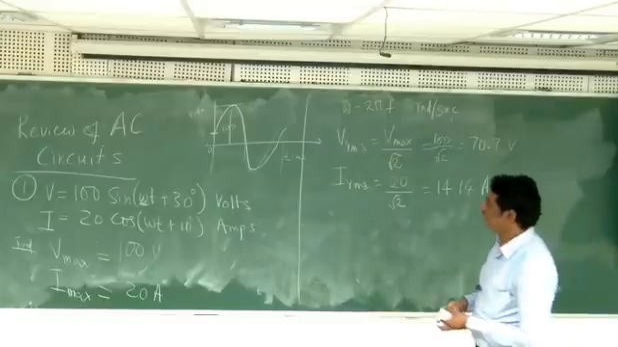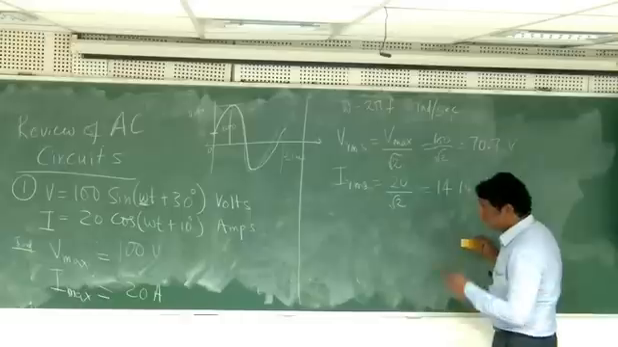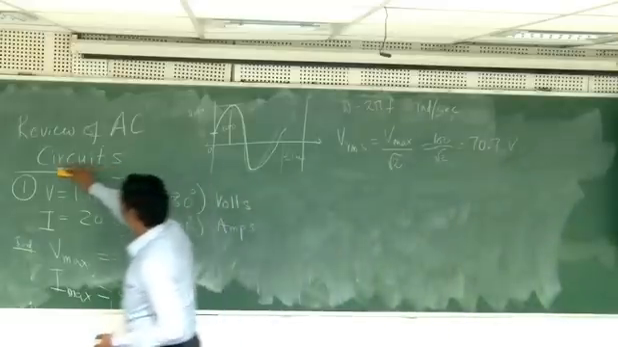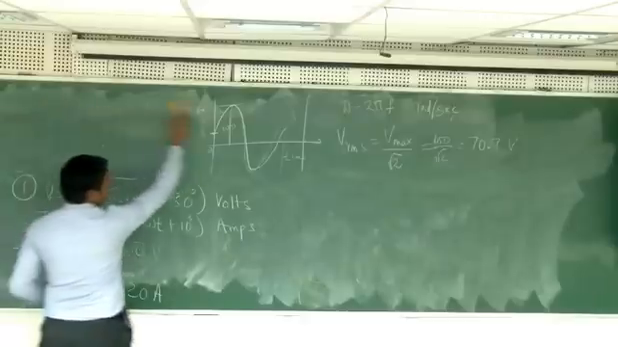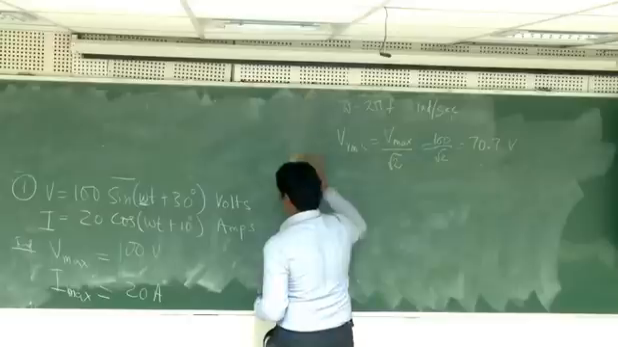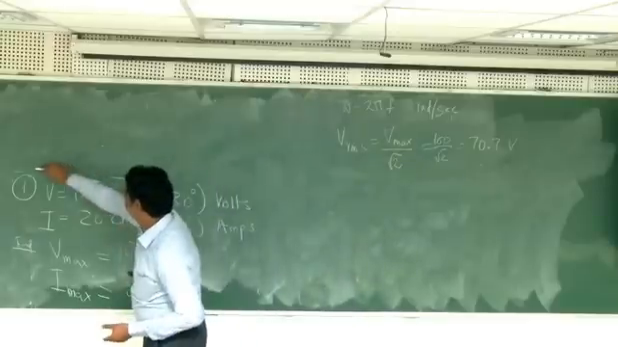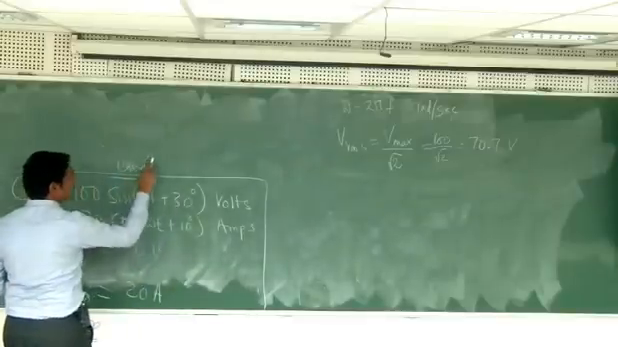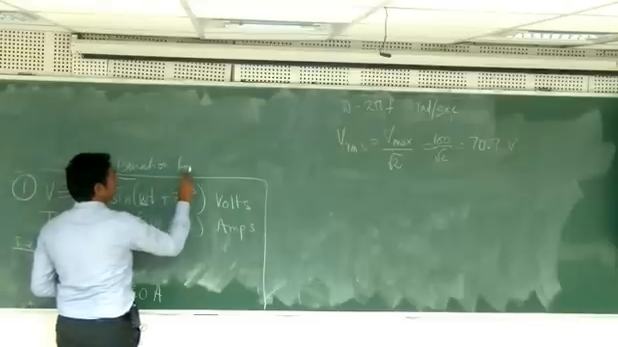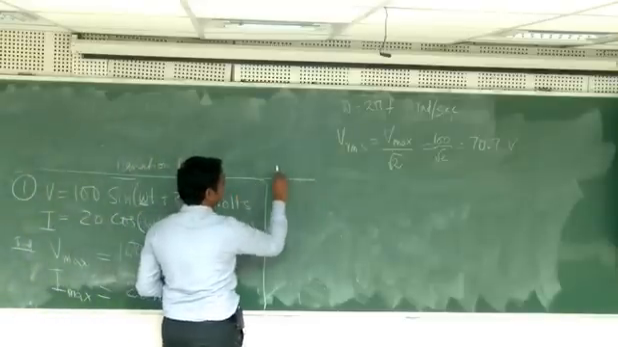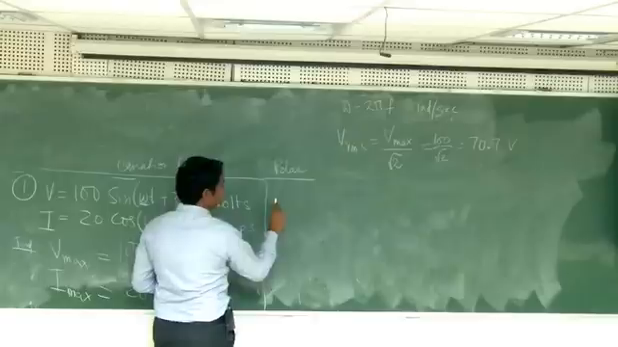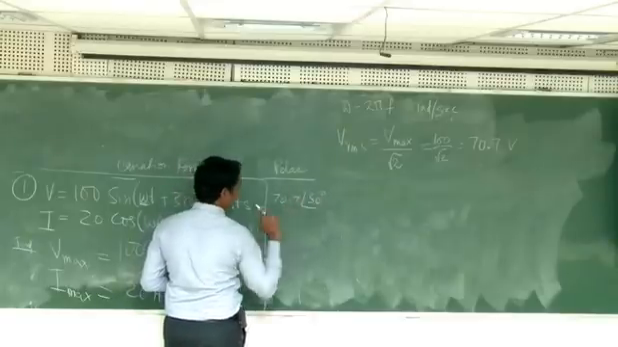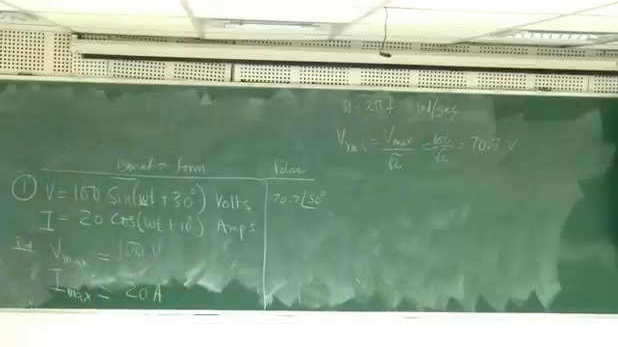R into e power j theta. Okay, that is one way. So let me write it. So this is equation form, and this one is called polar form. So simply you will write 70.7 angle 30 degrees. That's all. This is some kind of a shortcut way of writing it.